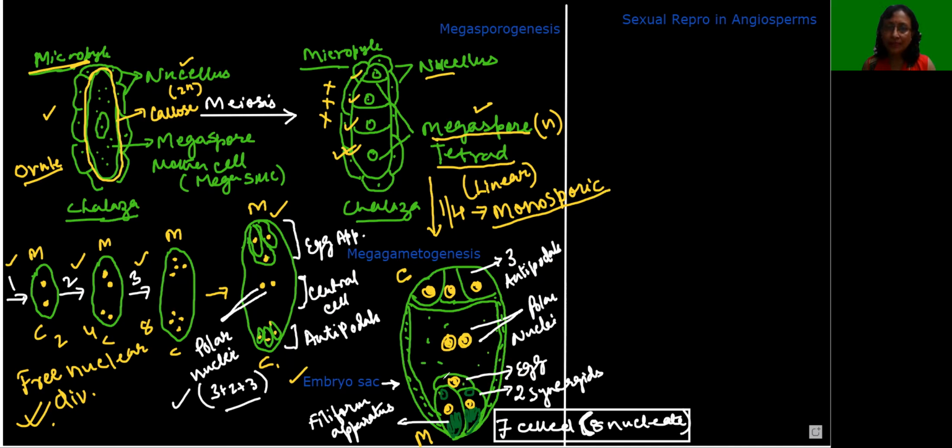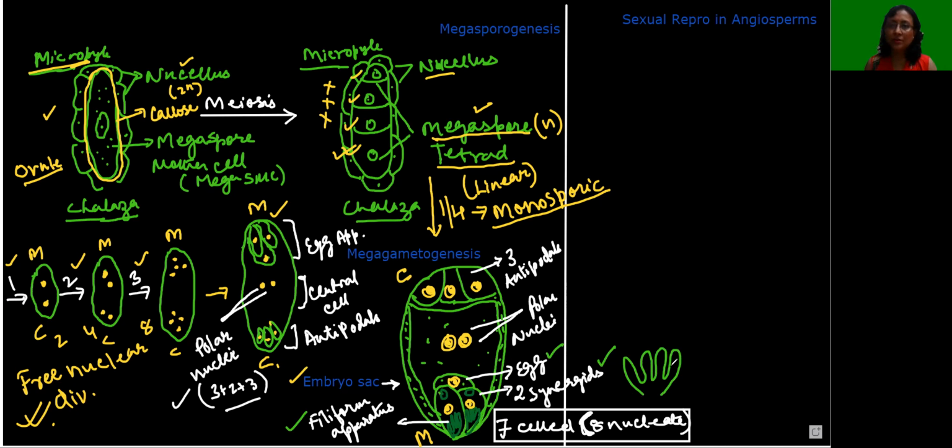And then you can see at the micropyle, there is the egg apparatus, and the egg apparatus is having which cells? There are 2 synergids right at the micropyle, and there is 1 egg behind, and among the egg apparatus, it's the largest cell. It has a very distinct prominent nucleus, but the synergids have a special filiform apparatus which is visible here. These are the finger-like structures like this. So this is called the filiform apparatus.